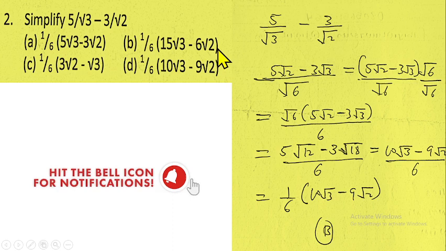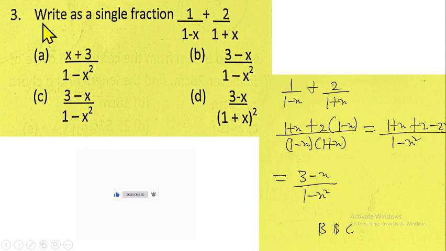And option B is the correct option for question number 2. Question number 3 is on the algebraic fraction. You have to write as a single fraction 1 over 1 minus x plus 2 over 1 plus x.